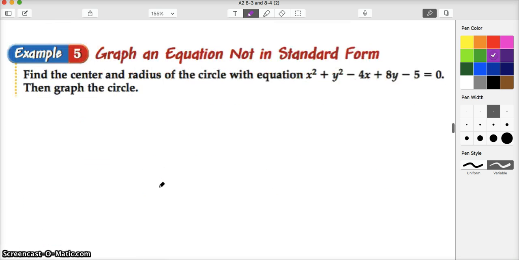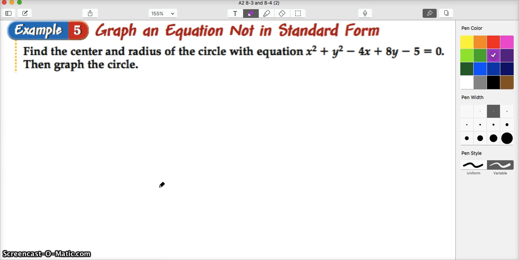This next problem isn't super hard, but it requires a little bit more time. So I'm going to stop the video here, let you kind of digest the information, and then we're going to talk about this one. I want you to put your completing the square hat on to talk about this next problem.